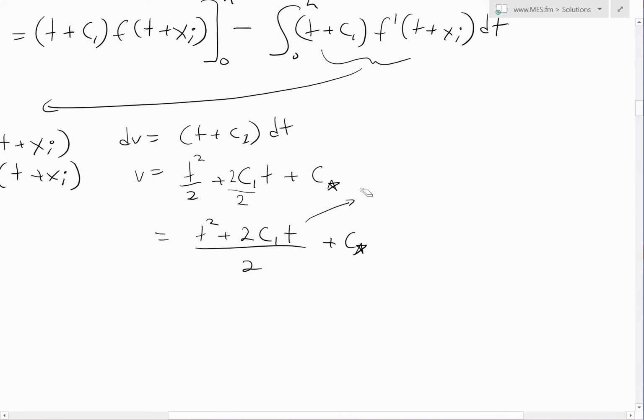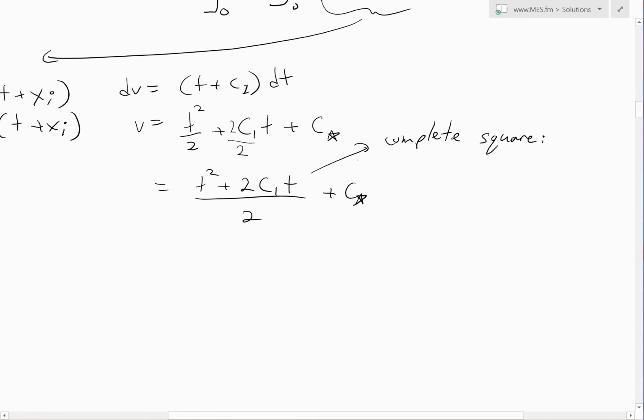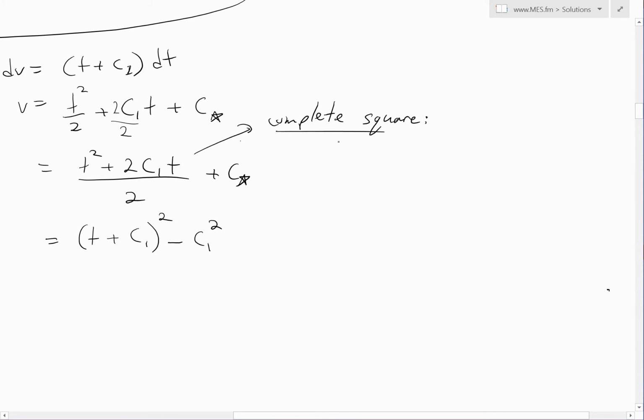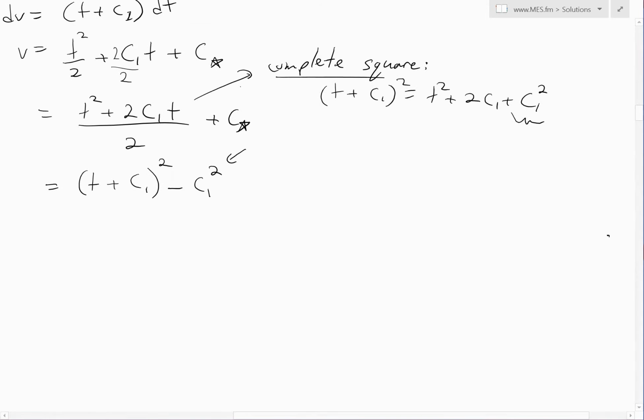Now completing the square. Because this is a 2c1 t, we could write it as (t + c1) squared, and then we have to subtract a c1 squared, because (t + c1) squared equals t squared plus 2c1 t when you multiply it all out, and then the last term, when you multiply this by itself, is c1 squared. See what we've done there? So for this we need to subtract c1 squared, and that's why I included this part here, so we're not changing anything.